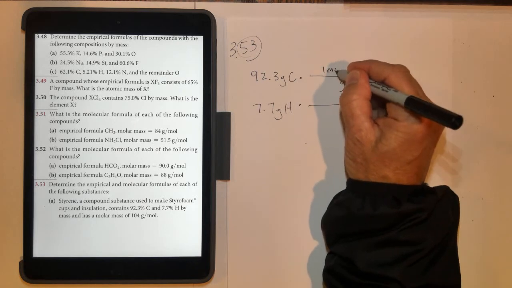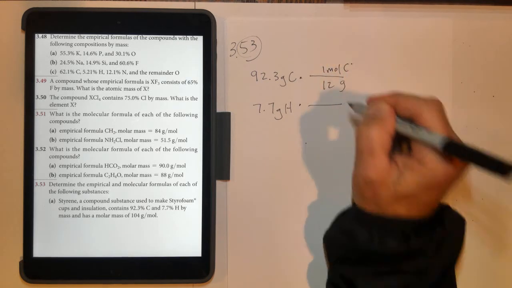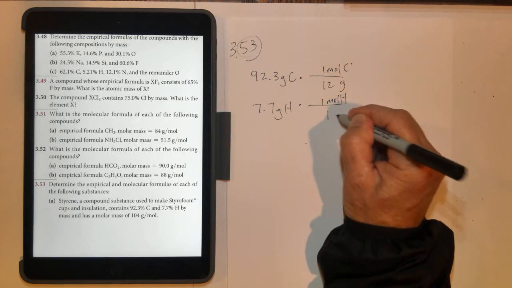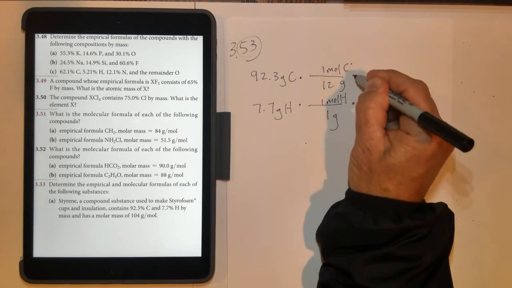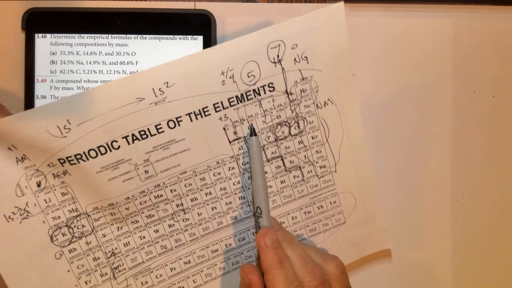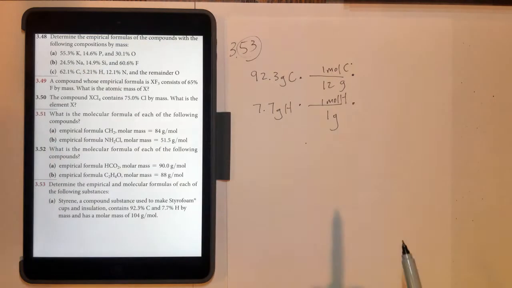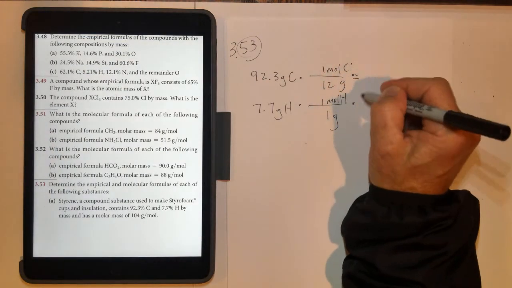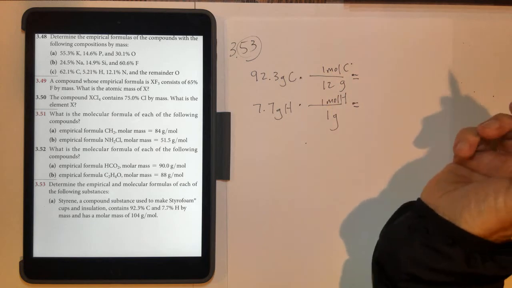So in 1 mole of carbon there are 12 grams, and in 1 mole of hydrogen there is 1 gram. Where did I get those numbers? I got them off of the periodic table. Carbon is 12, hydrogen is 1 right here. After I've converted to moles, then I want to take these moles and I want to divide by the smallest.